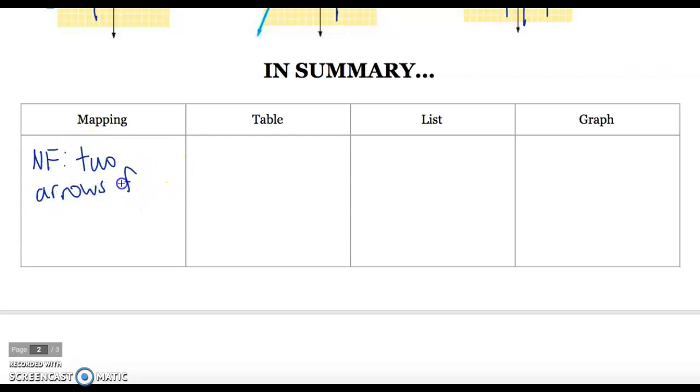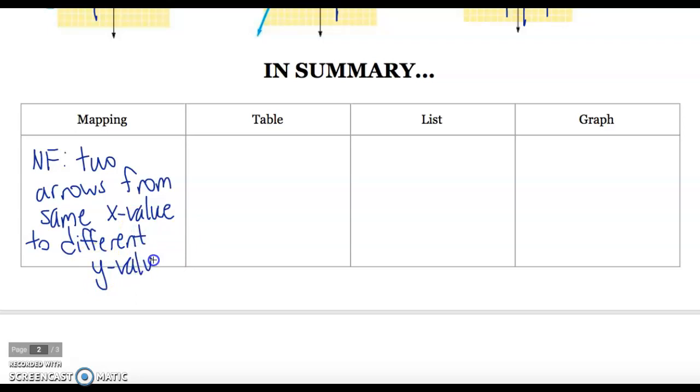from the same x value to different y values. So that would be if you had x values, or like an arrow that went from your x values to two different y values. So one x to two different y's, it'd be like one x value having two separate birthdays. So you got to look out for that.